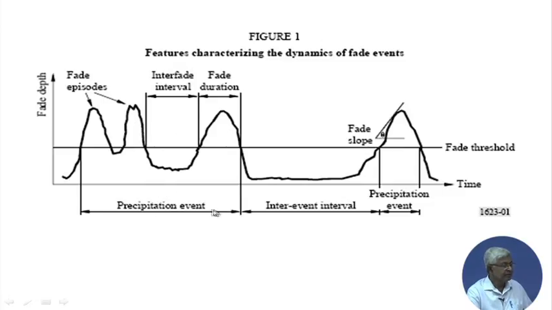So, during the precipitation, when the rain is occurring, there may be small breaks or a reduction of the total water content that is falling, and this duration is called fade duration when it is above a certain fade threshold. So, up to this fade threshold your system is able to operate, it is able to take this much attenuation, beyond that we have to take care.